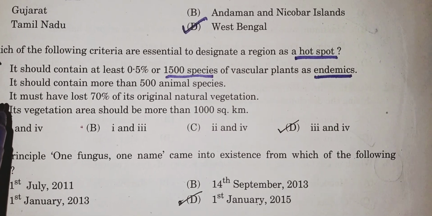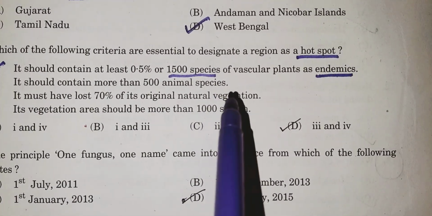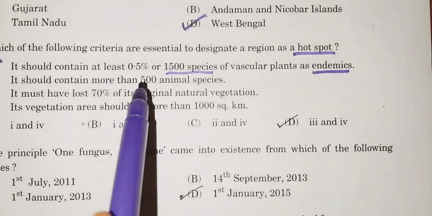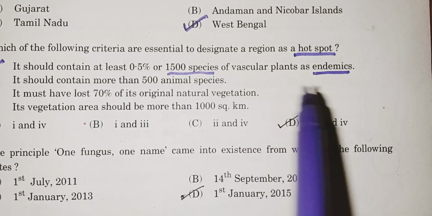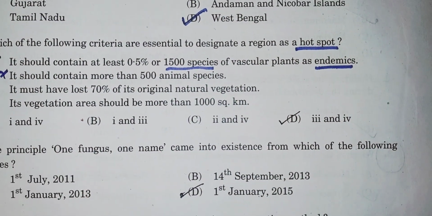Next, what do we have? It should contain more than 500 animal species. It is nowhere said that it will have to have more than 500 species or anything like that. So this option is ruled out.